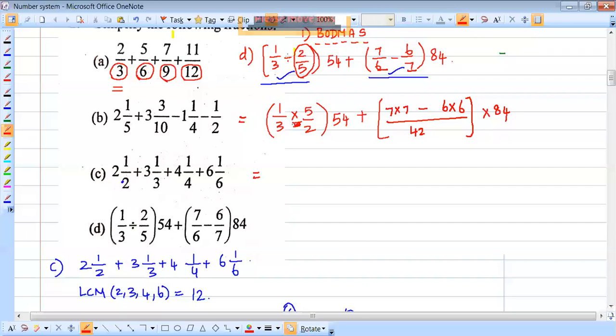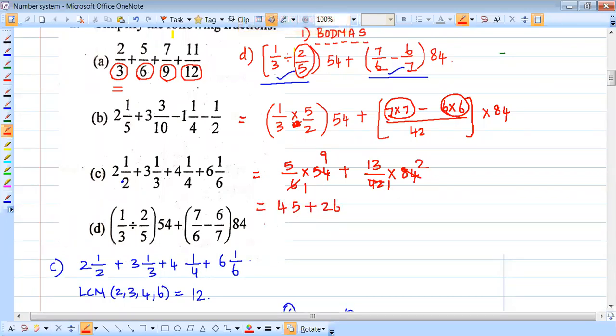So this is your 5 by 2. This is your 5 by 6 into 54 plus, 7 sevens are 49, 6 sixes are 36, 49 minus 36, 13, divided by 42 into 84. Now one time we can cancel by 9 times. Here one time, this is 2 times. So the answer is 45 plus 26, which is equal to 71.